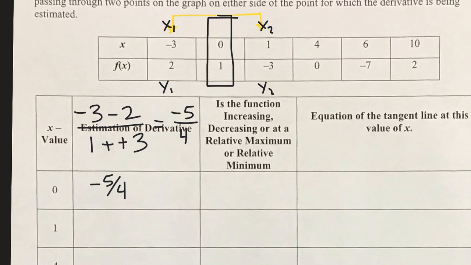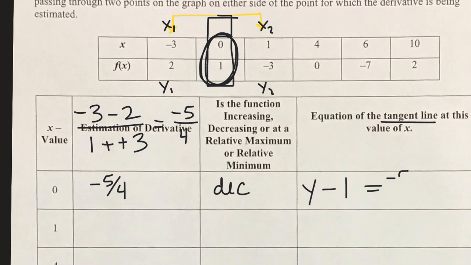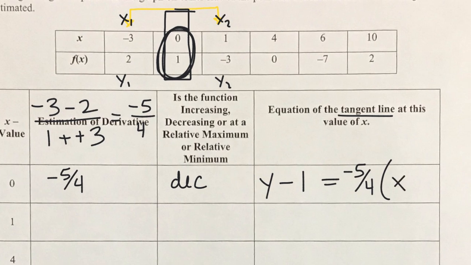So if we have a negative derivative, what is the function's y value doing there? Decreasing. So can we write an equation of the tangent line? Sure. We do y minus 1, right, because this is the point we're talking about. It's (0, 1). So y minus 1 equals the slope of negative 5/4 times x minus 0.